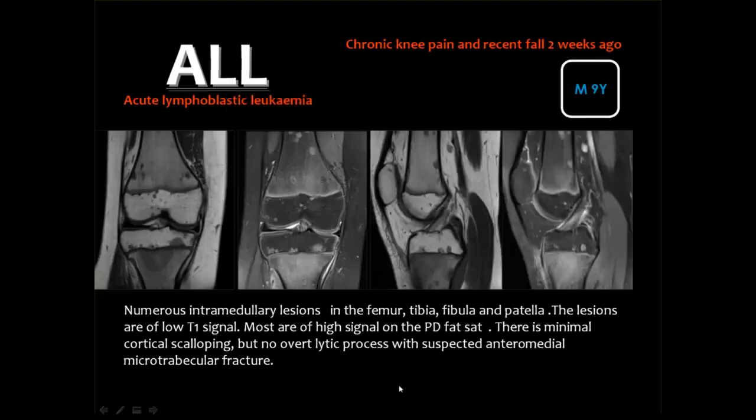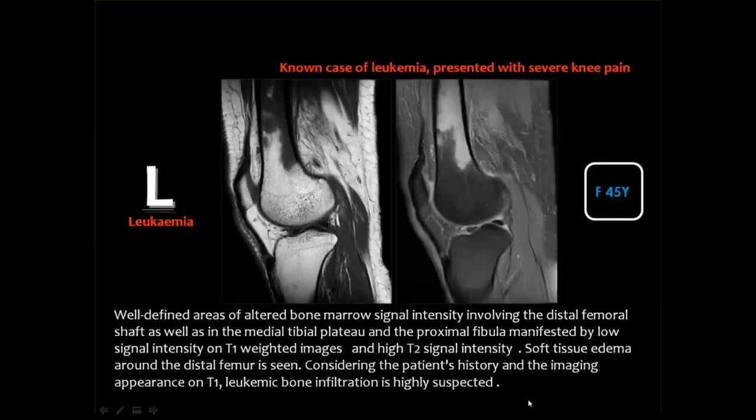But if you look at the MRI, you can see multiple bone marrow infiltrative lesions that are of low signal in the T1 and high signal in the T2 weighted image. How can you know that these are due to leukemia? It's from the blood picture of the patient. And this patient is known to have leukemia, presented by severe pain in the knee.